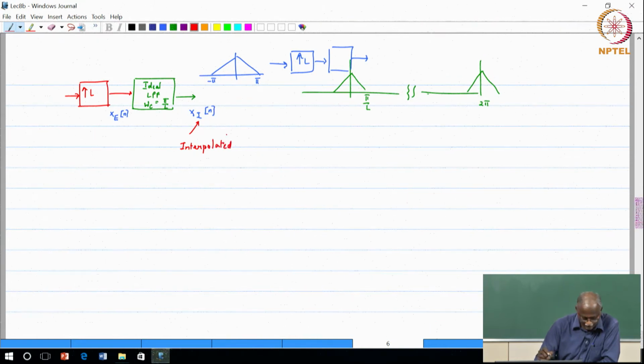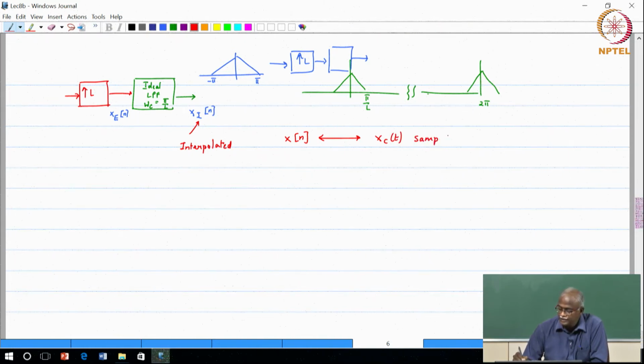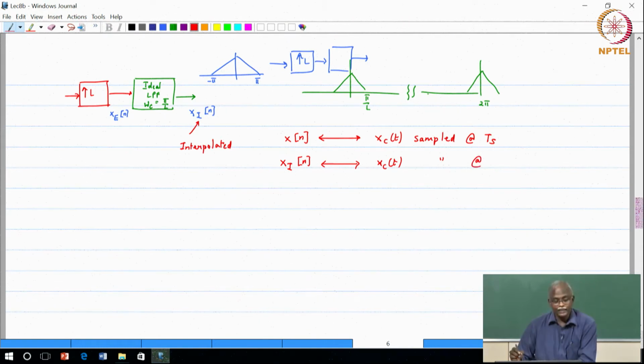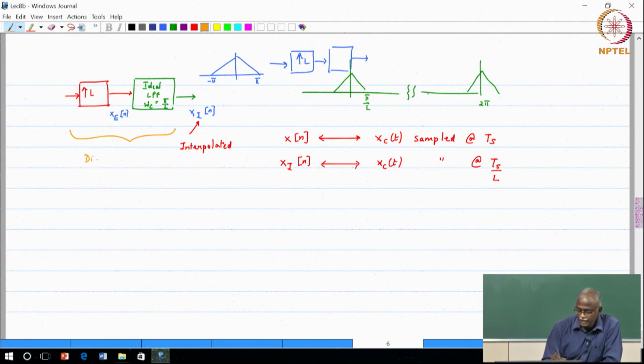interpolated signal. Okay. So, if x of n, your input signal, corresponded to a continuous time signal xc of t sampled at Ts, then xi of n corresponds to xc of t sampled at Ts by L. Basically you are sampling it at a faster rate, but that is only with the low pass filter that is present. Okay. So, the combination of these two has got a name. This is what we call a digital interpolator.